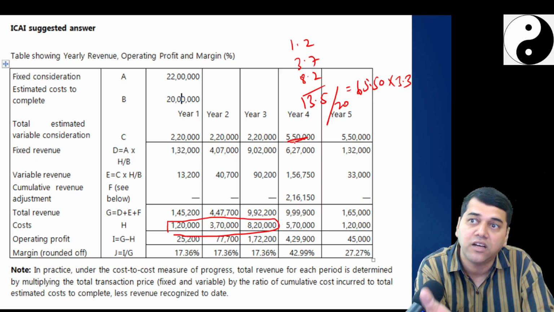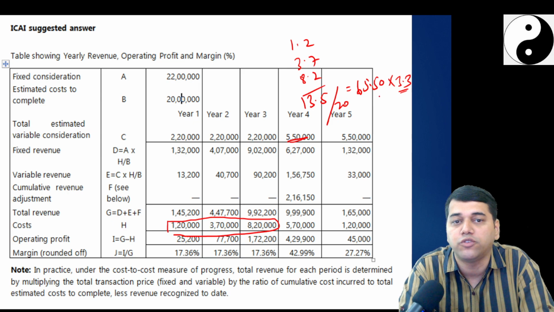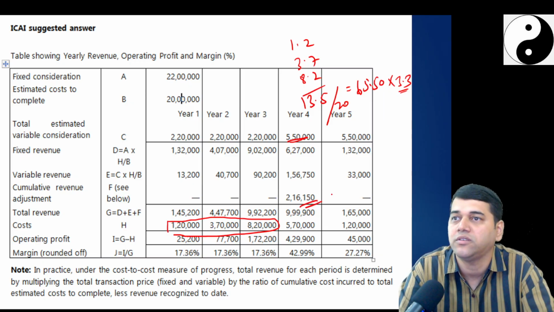How much extra did you change your estimation today? So how much does it come to? 3.3 into 65.5%? 2.16. Understood, no? It's a simple way.